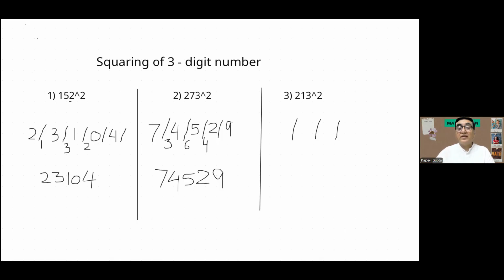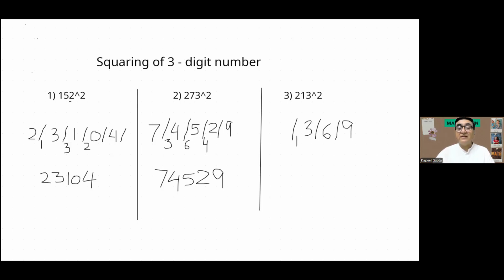Now, 3 square is 9. Then I have to find the duplex of 1 and 3. So for that, you have to multiply 1 and 3. That comes 3. And then double it. So I get 6. Then now I have to find the duplex of the 3-digit number. For that, I have to multiply the first and the last digit. 3 into 2, 6. Multiply by 2 becomes 12. And the square of the middle digit 1. So 1 square is 1. So 12 plus 1, 13. 3, carry forward 1.